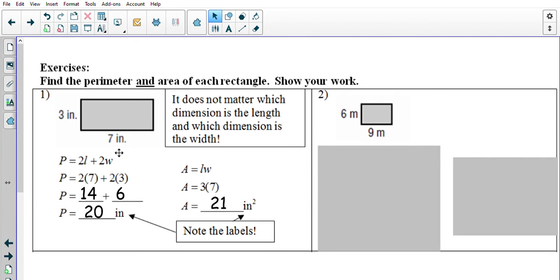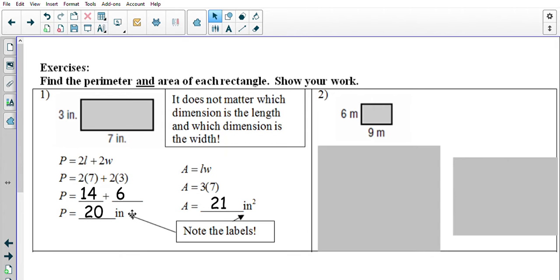this rectangle. So anytime it's perimeter, it's just inches, feet, meters, miles, whatever. If we're talking about area, it's going to be inches squared, feet squared, meters squared, miles squared, and so forth. We want to make sure we put the proper label on our answer.